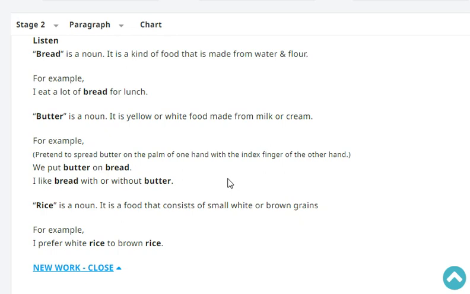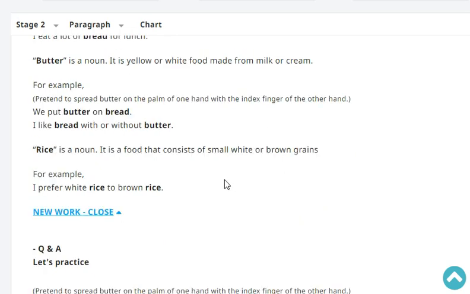Butter is a noun. It is a yellow or white food made from milk or cream. For example, we put butter on our bread. I like bread even without butter. Rice is a noun. It is a food that consists of small white or brown grains. For example, I prefer white rice to brown rice.